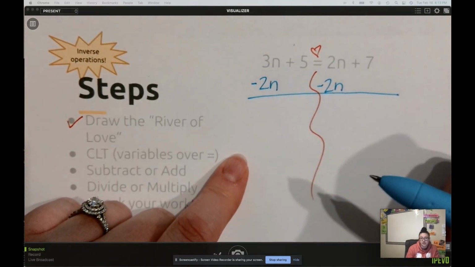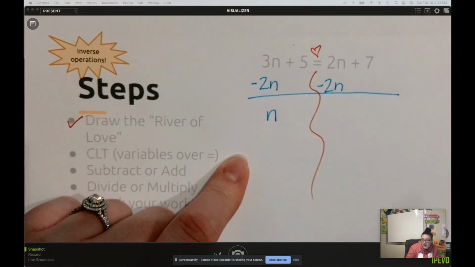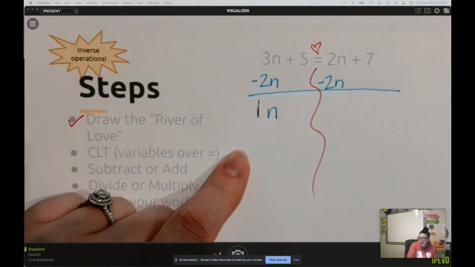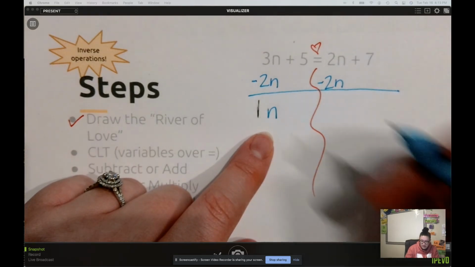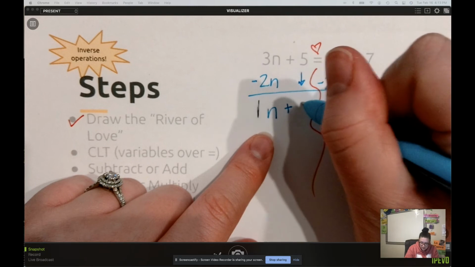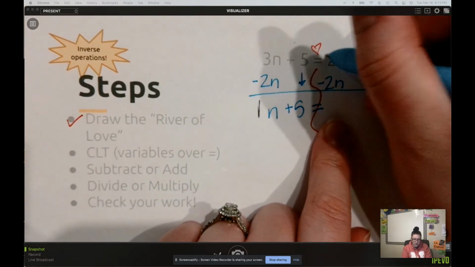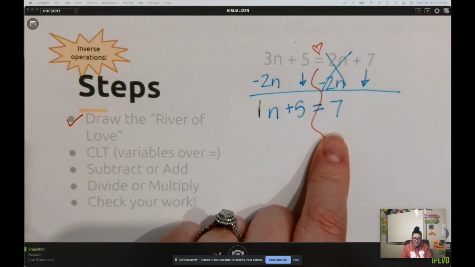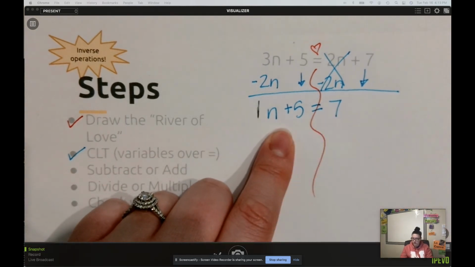What's 3n minus 2n? Just 1n. It's got that invisible 1 in front of it. We don't have to write that 1. Lazy math people aren't going to write that 1. We're just going to write n. Then I want to bring down my plus 5 equals 2n minus 2n. They eliminate each other to make a zero pair. And I bring down my positive 7. And then I solve like normal. I have n plus 5 equals 7.